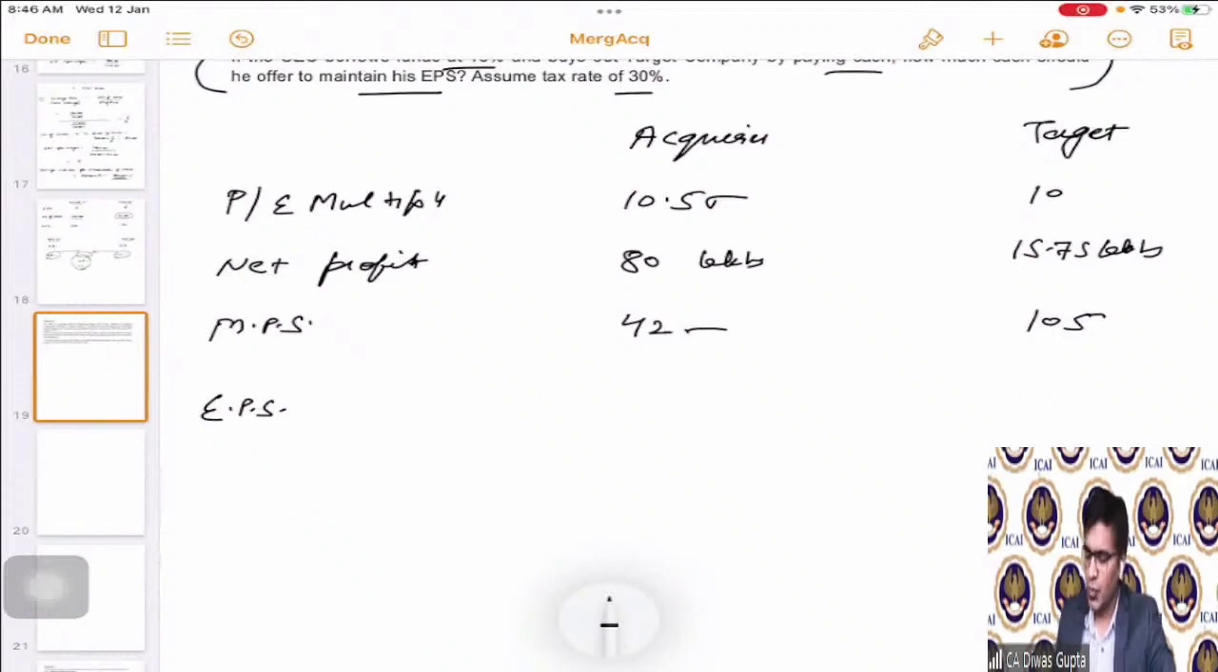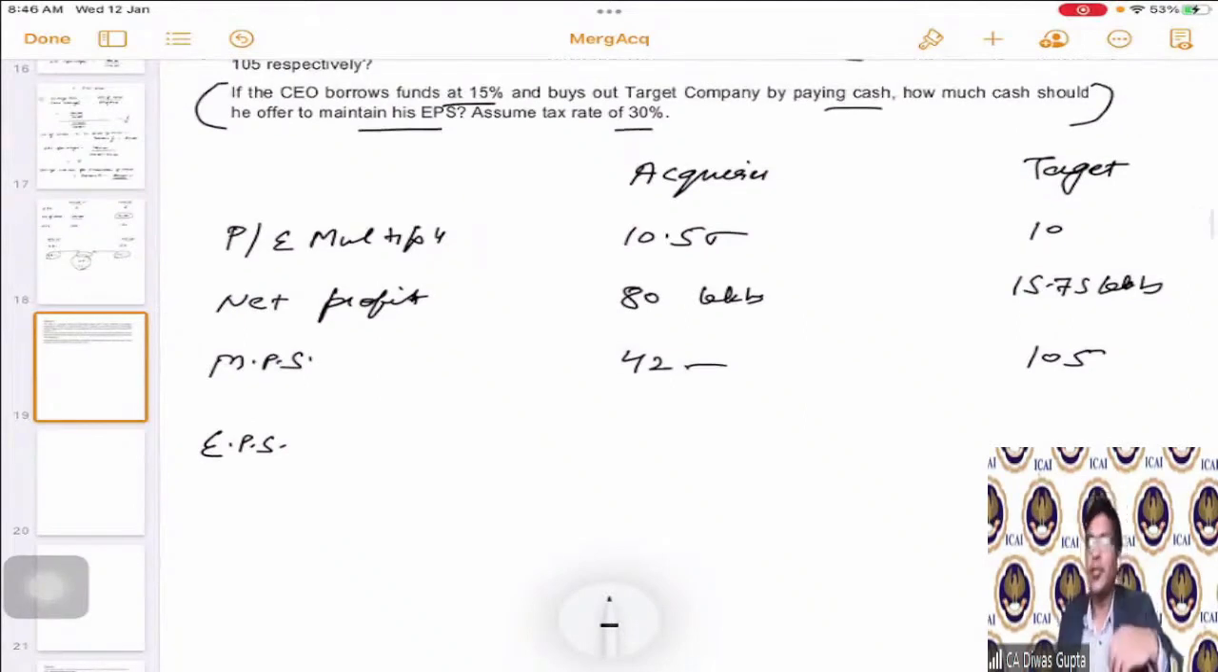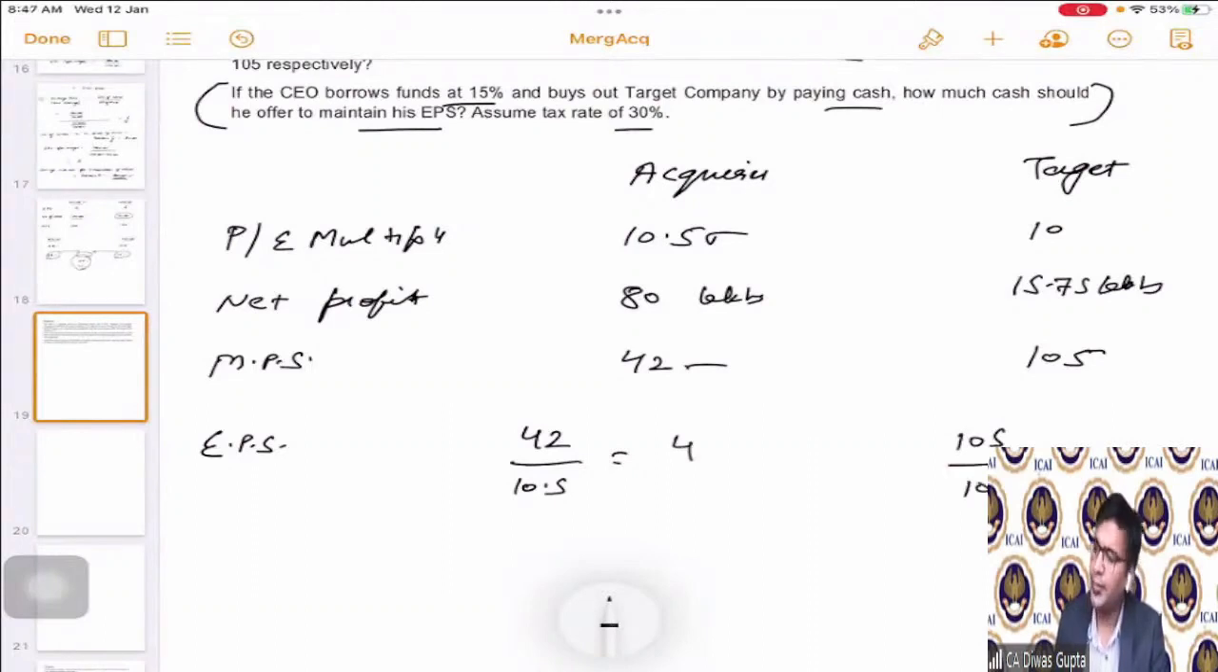Okay. So what I'm saying is that first of all, we have to calculate EPS, correct? Because we are given a PE multiple, we are given an MPS, and we are given the net profits also. So the EPS will be MPS divided by the PE multiple, which in this case will be 42 divided by 10.5, which is equal to 4. And in this case, it will be 105 divided by 10, which is equal to 10.5. So EPS we have been able to calculate.